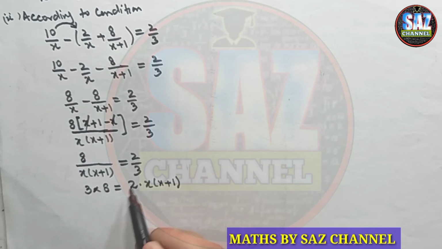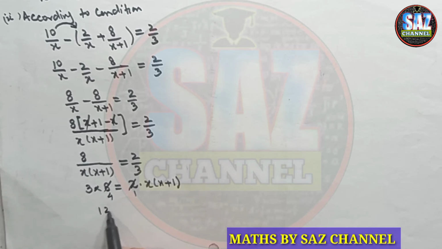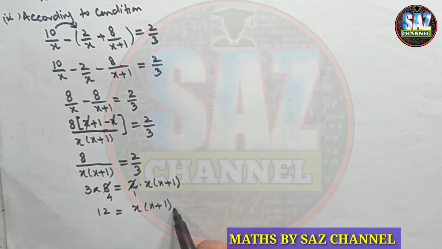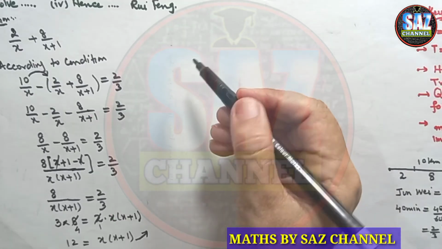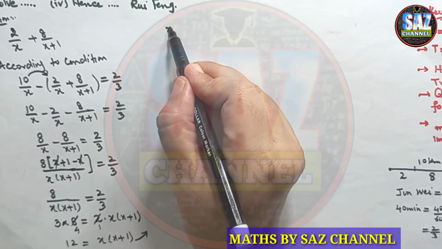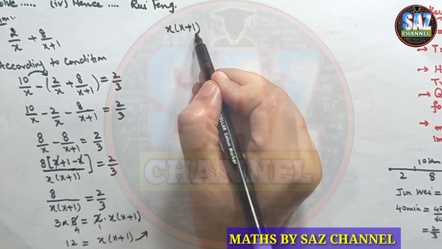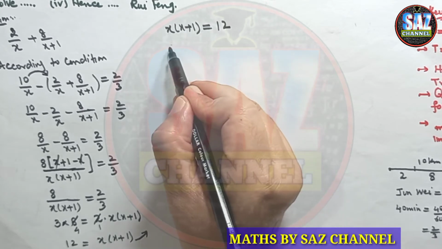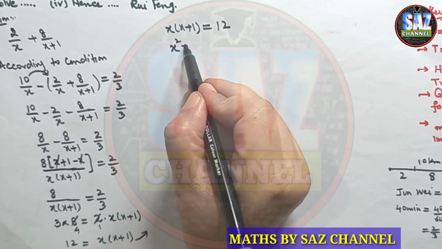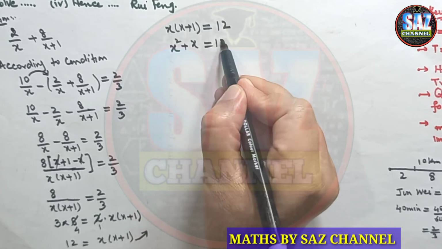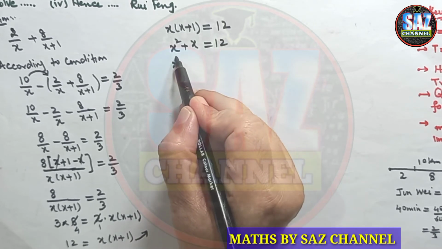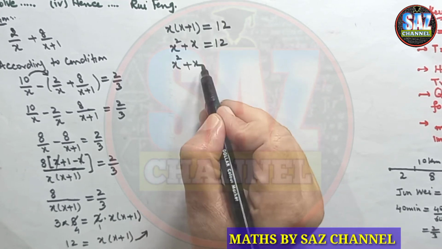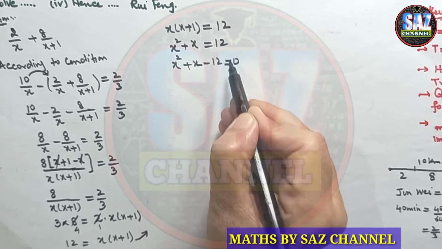2 and 8 can be simplified. So what I can do, I can simplify this. 2 ones are 2 and 2 fours are 8, and 3 times 4 is 12 equal to x into x plus 1. Let's move to this side, and now the equation will take the form x into x plus 1 equal to 12, or x square plus x equals to 12, or I have to shift this 12 to the other side, x square plus x minus 12 equal to 0.